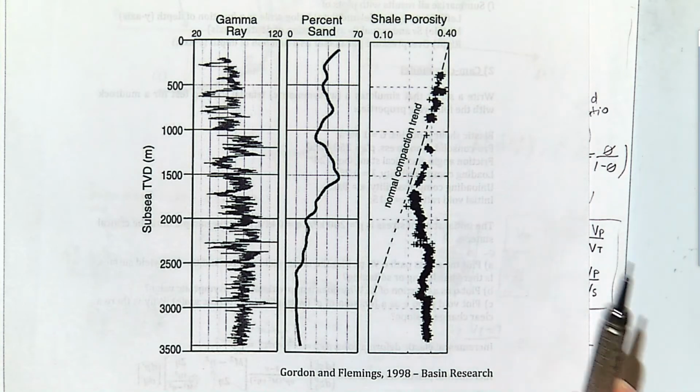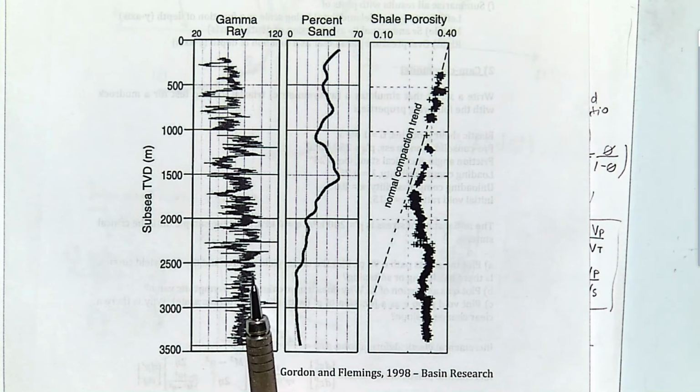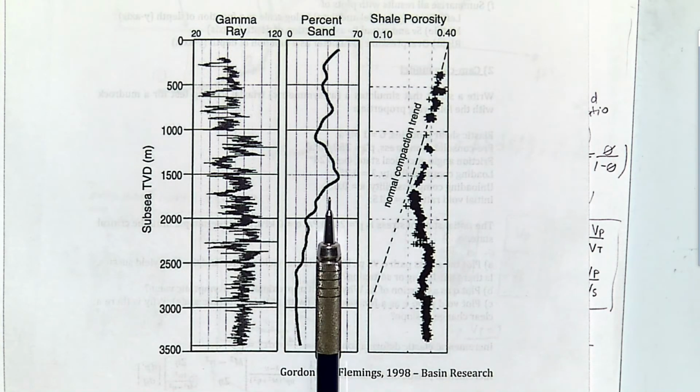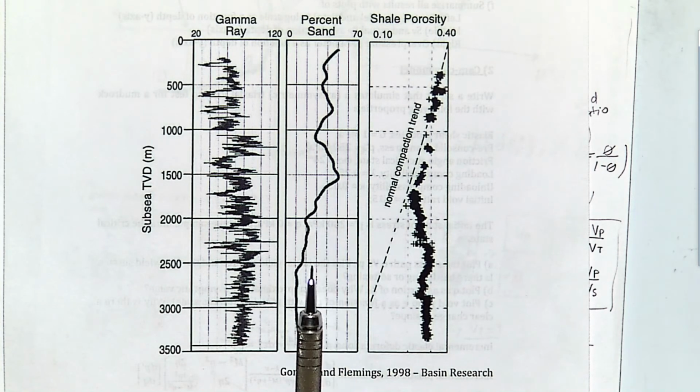And what you see over here is track number 1, gamma ray, which tells you what? What does gamma ray tell you? And in general, like shale or clays, usually clays have more radioactive minerals. So the more clay you have, the more shale you have, the larger the gamma ray is going to be. And you can convert that into a percent of sand or percent of clay.